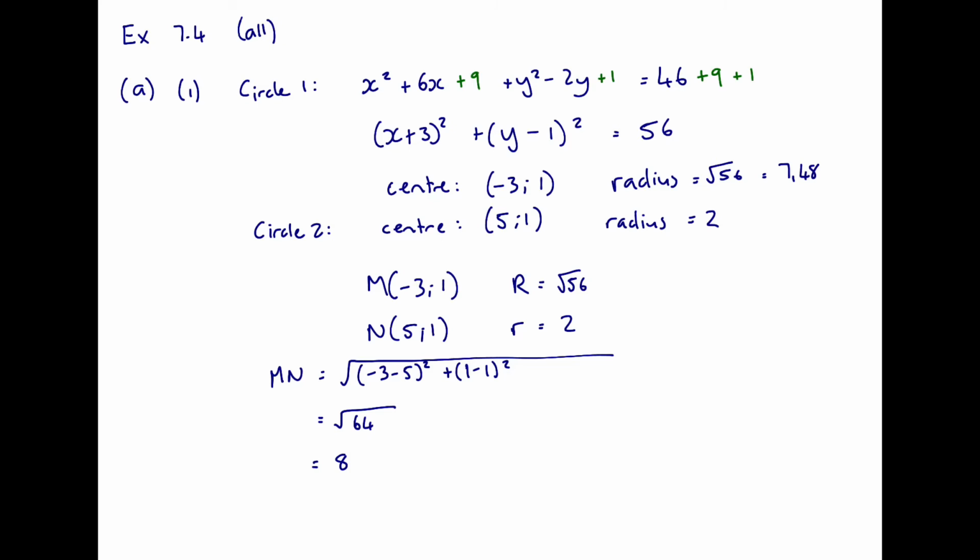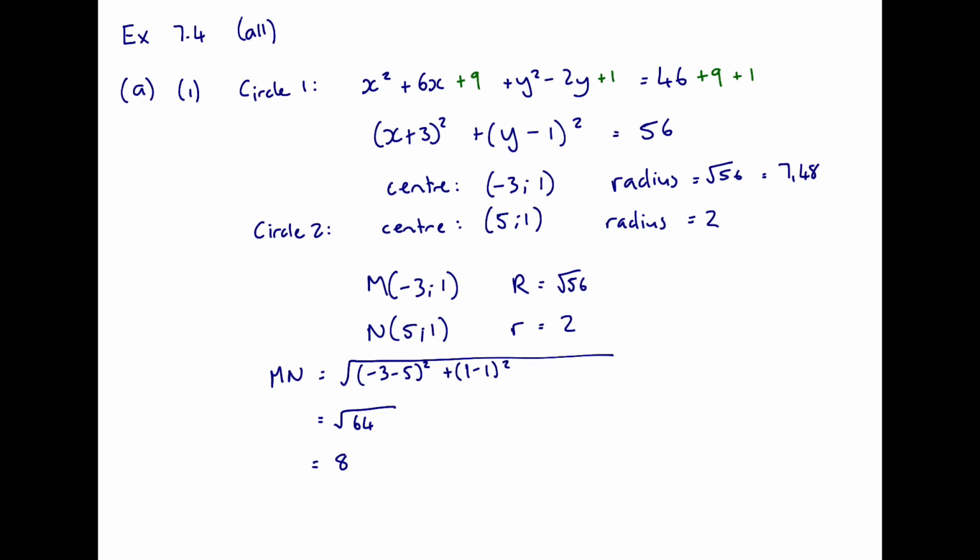Now we are going to add the two radii, but before we do that, let's remind ourselves of the conditions. The first thing you do is add the two radii together. If that answer is greater than the distance between the two centers, then they intersect in two different points. If it's equal to the distance between the two centers, then they touch externally at one point. If it is less than R plus r, the distance MN, then they do not intersect at all.